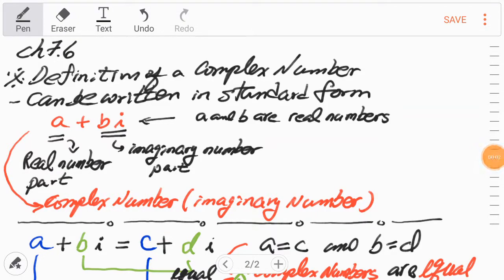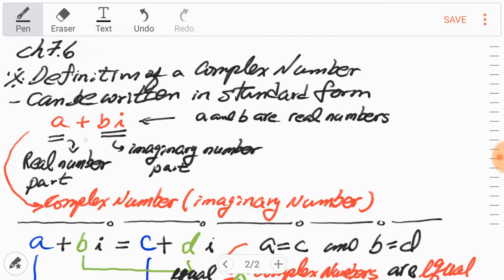Okay, in this example, let's find out the definition of a complex number. Then what is a complex number? First of all, we can write the complex number in standard form like this: a plus bi. In this case, a and b are real numbers.